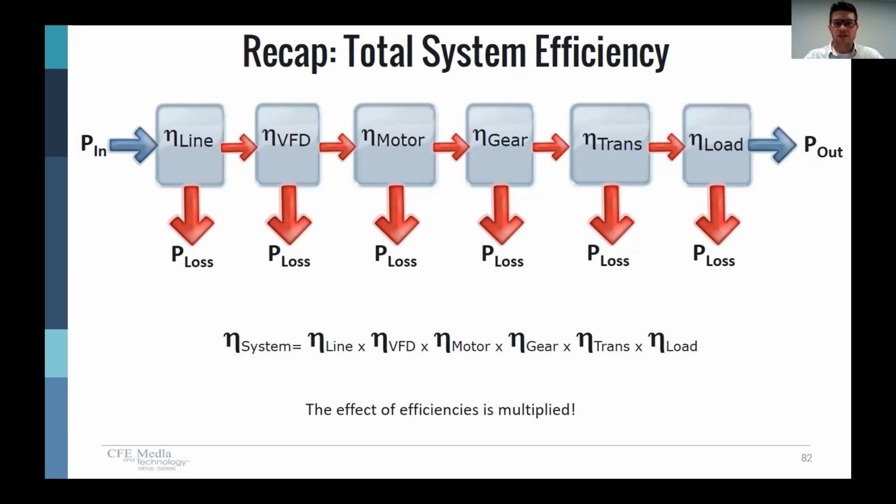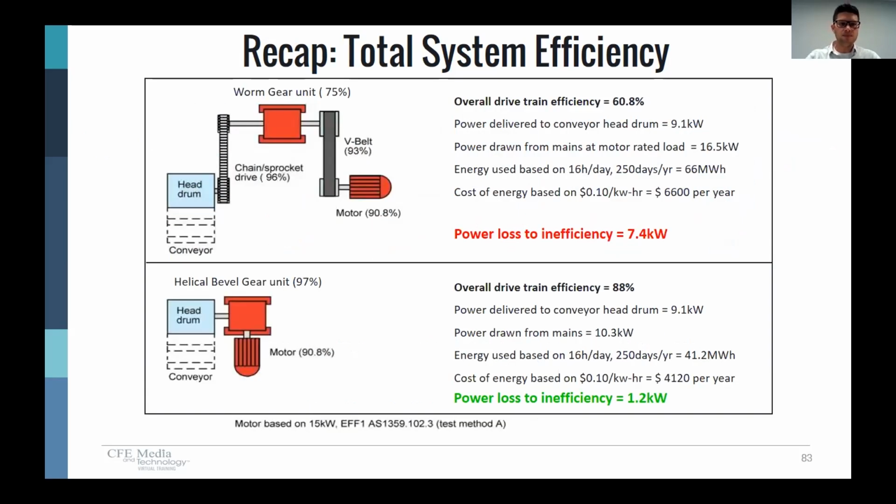Now we've talked about all the different components of the system. Let's just recap everything real quick. We have a total system efficiency. The efficiencies of each individual component are multiplied together. So each little change in efficiency, each power loss, makes a big difference in the overall operation and performance of our system and how much energy we consume. So the efficiencies are multiplied together, and we can take a look at that in a real live system.